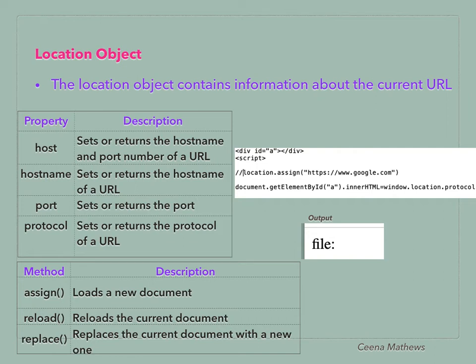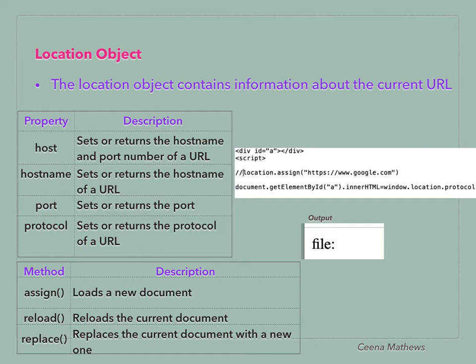And in this example I have used only the property window.location.protocol, as you can see on the fourth line of the code, that is location.protocol, for which the output displayed is file. Since my file is run offline, it will display the protocol as file.